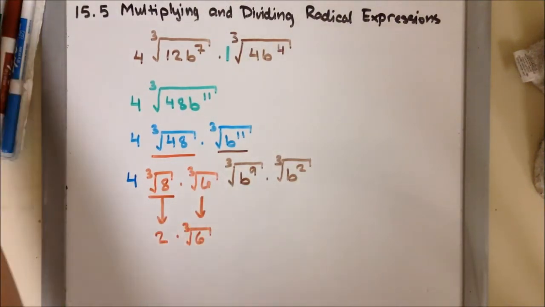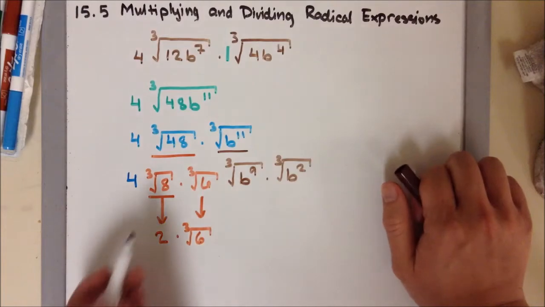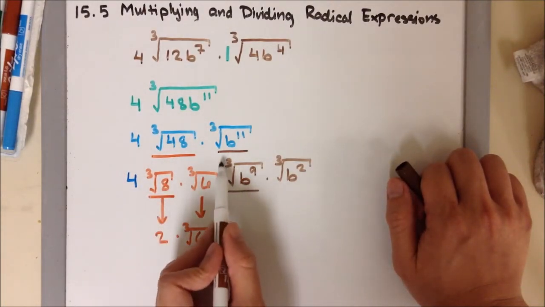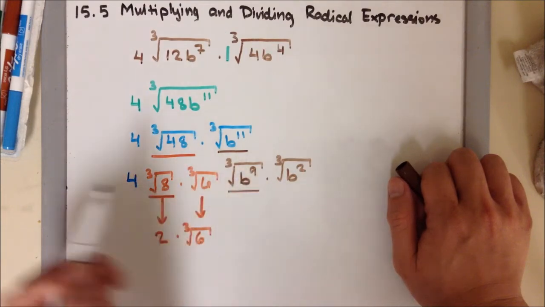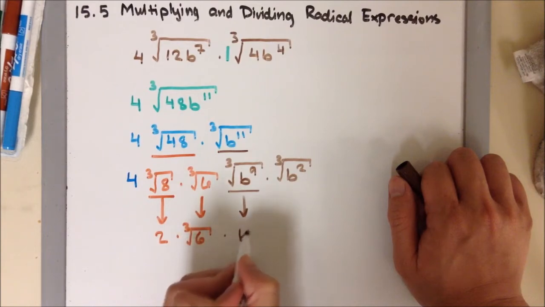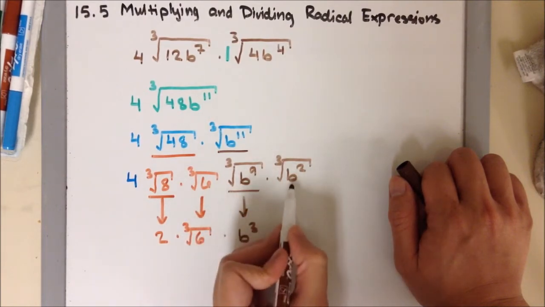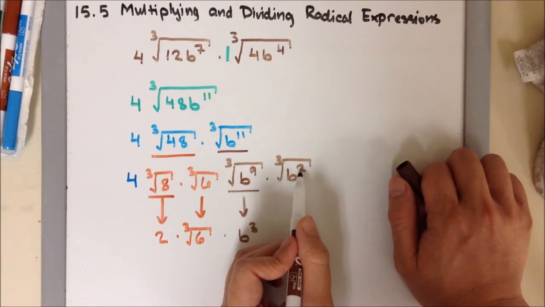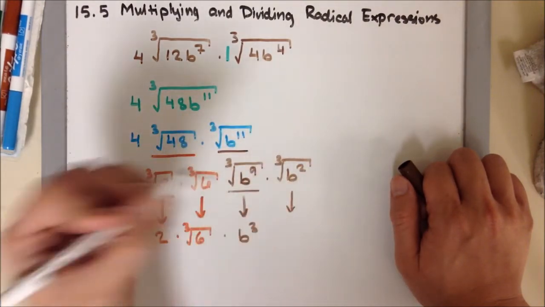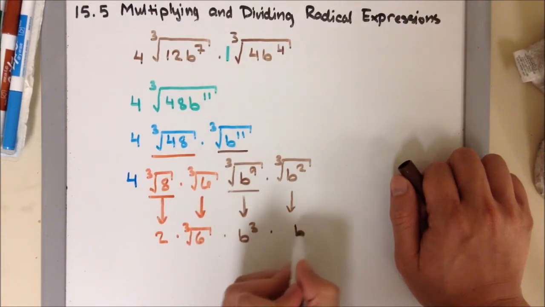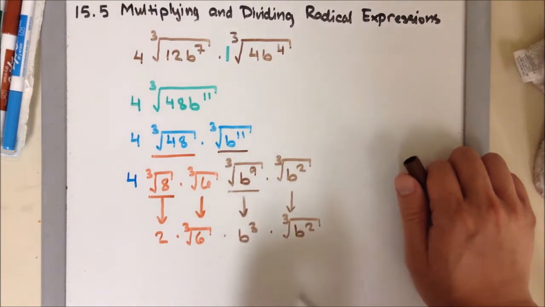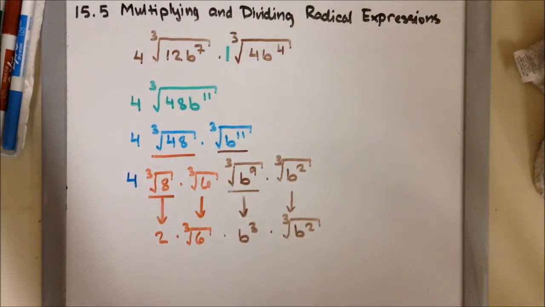Now let's work with the b's. This one right here, the cube root of b to the 9th, the index 3 can go into 9 3 times. So I'm going to write b to the 3rd power. Now this one, 3 cannot go into 2 as a whole number, so I'm just going to bring down what I have here. So the cube root of b to the 2nd power. And don't forget, I still have that 4 outside.